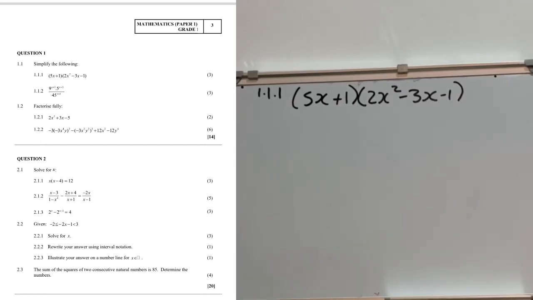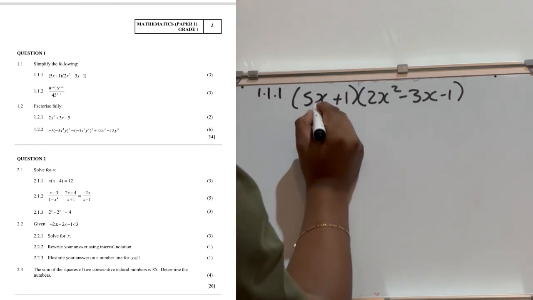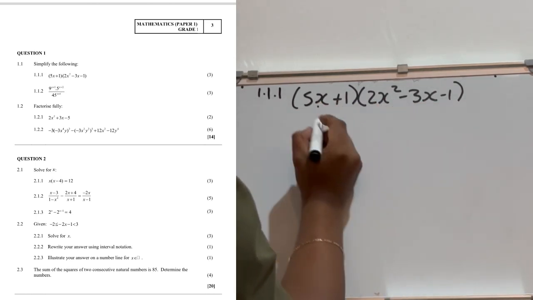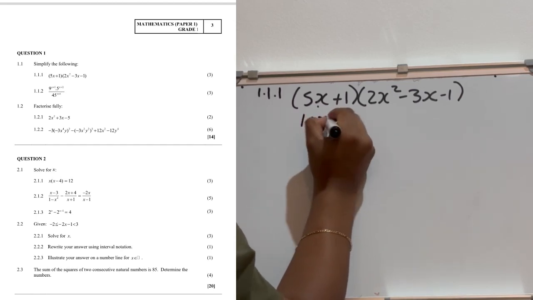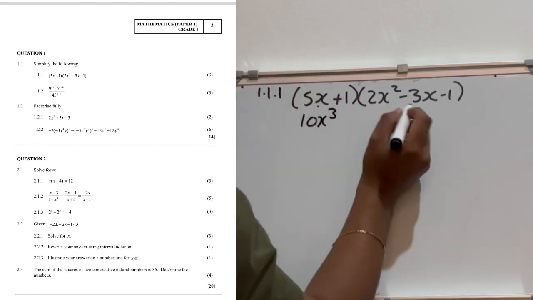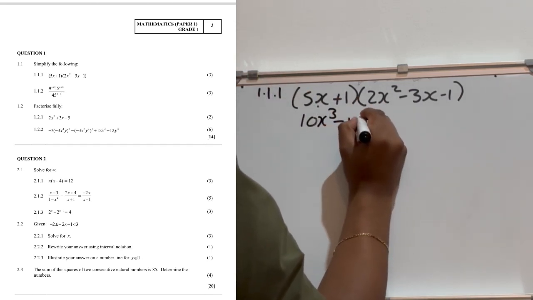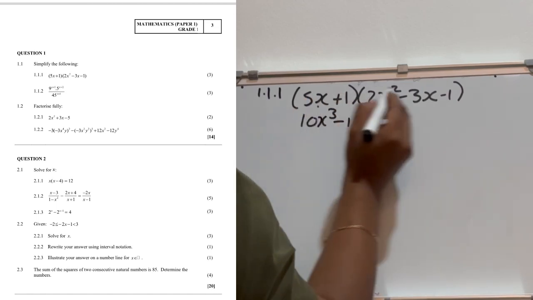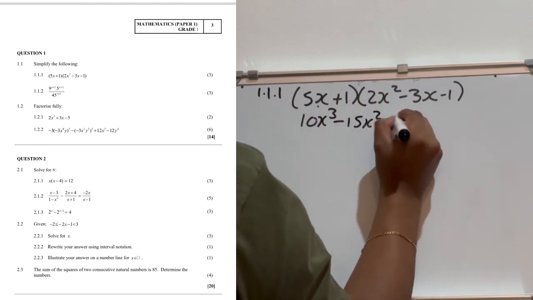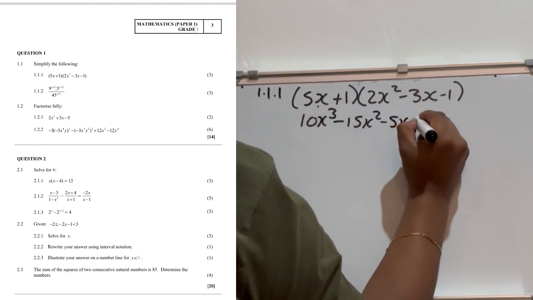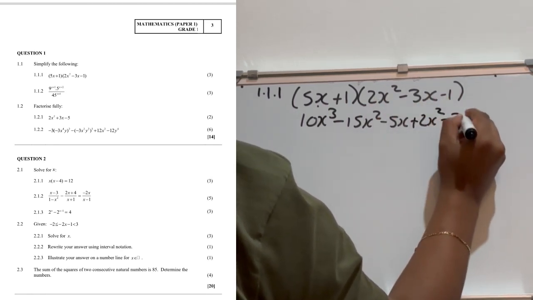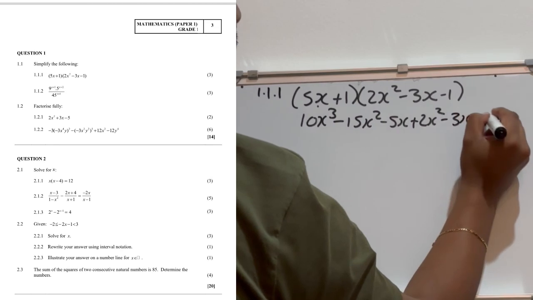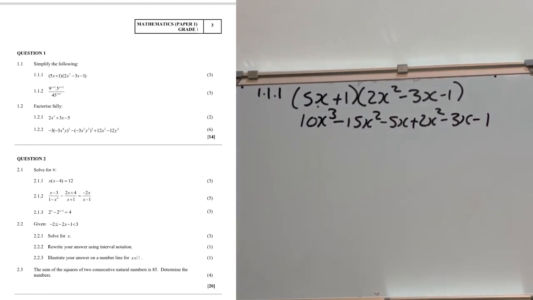So question 1.1 says simplify. The way we do this, we just multiply each number of this one with each on that side. So 5x times 2x is 10x to the power 3. That's minus 15x squared minus 5x. So we're going to have plus 2x squared minus 3x minus 1. Okay?